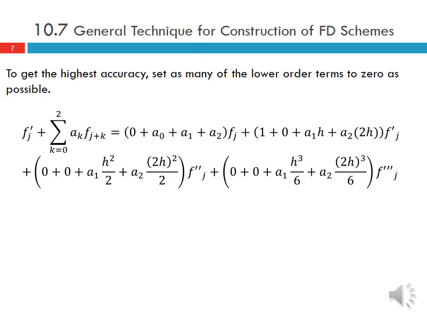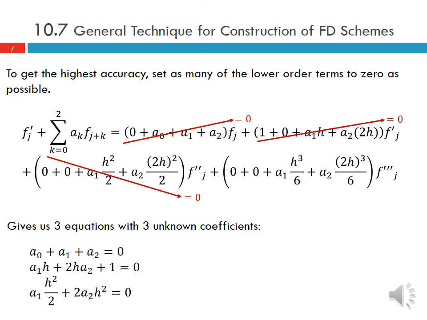So now, to get the highest accuracy, we want to set as many of these terms to 0 as we possibly can. So we want to make this right-hand side as close to 0 as we can. We have 3 unknowns, so we can set 3 equations to 0. So we set the lower order terms to 0. So this one goes to 0, this one goes to 0, and this one goes to 0. So this gives us 3 equations with 3 unknown coefficients, which is our a0, a1, and a2. And then solving this system, we get that a1 is equal to minus 2 over h, a2 is 1 over 2h, and a0 is 3 over 2h.